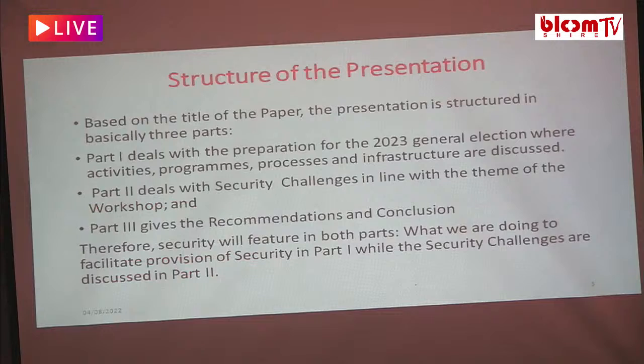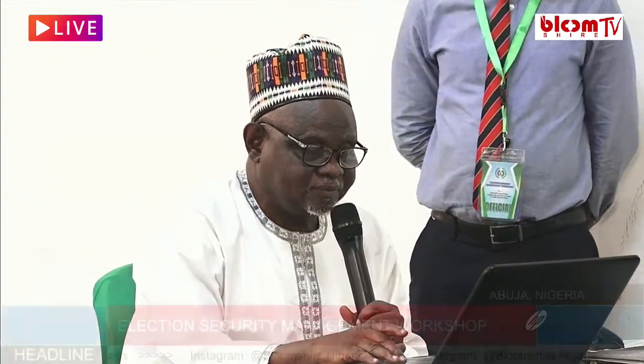I don't think we should waste time on the outlines. What is the structure of the presentation? Essentially, like I said, we have part one that deals with preparation for the 2023 general elections, where activities, programs, processes, and infrastructure will be discussed. Part two will deal with security challenges in line with the theme of the workshop, and of course, part three will normally be recommendation and conclusion.